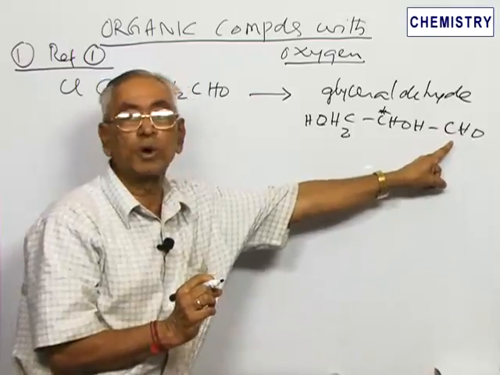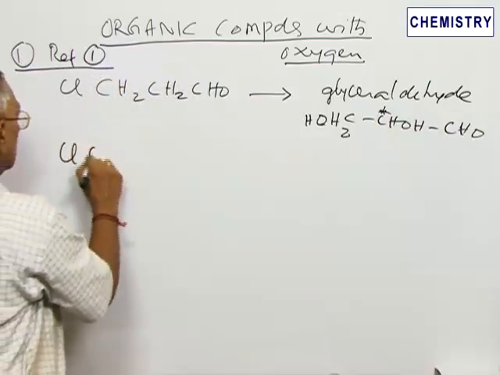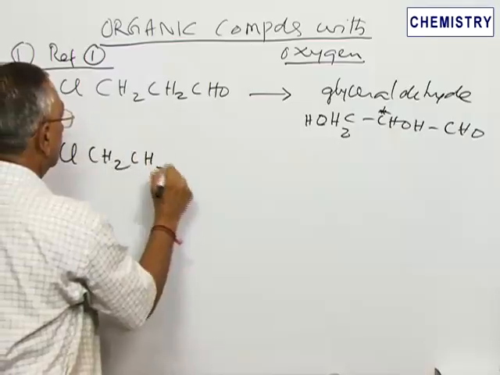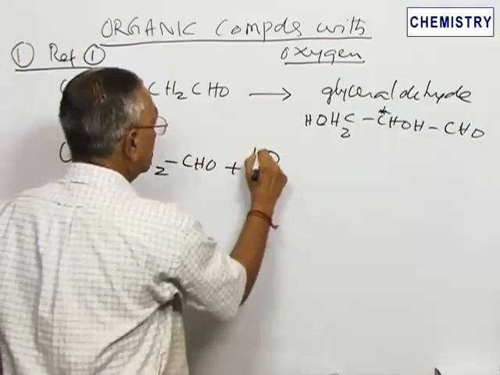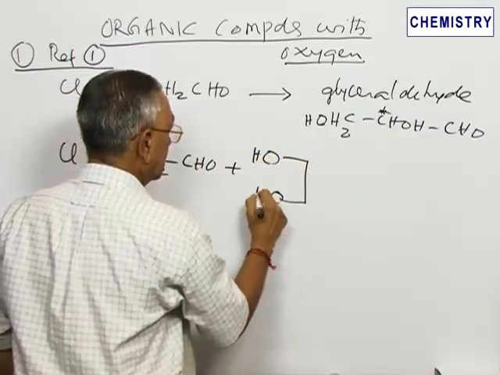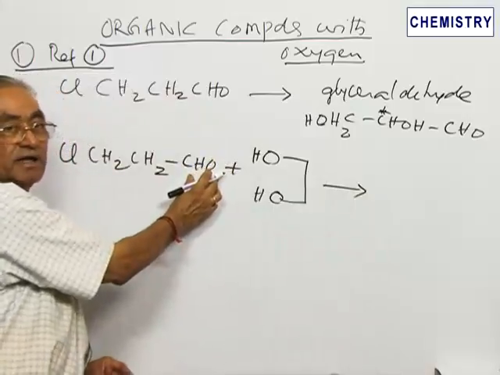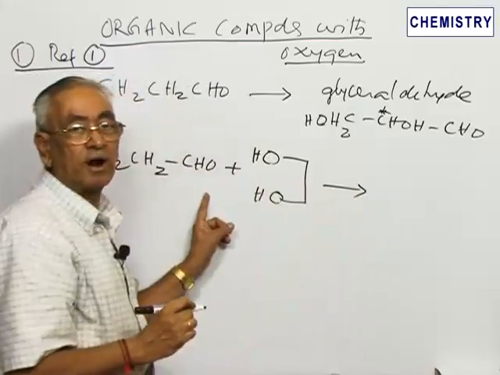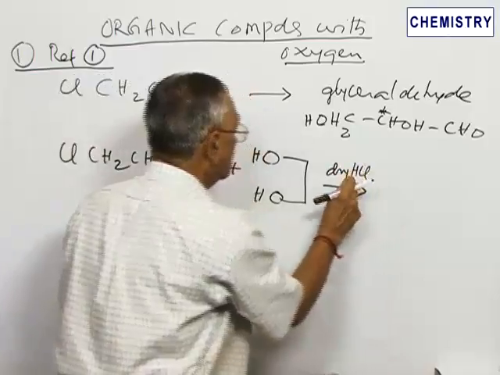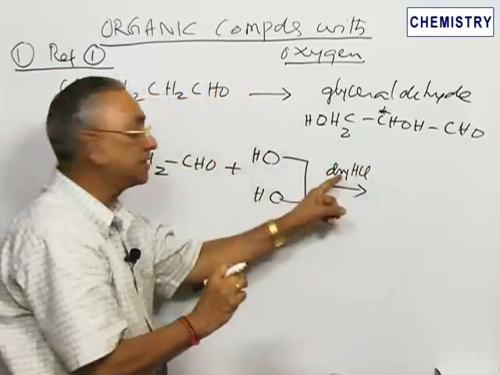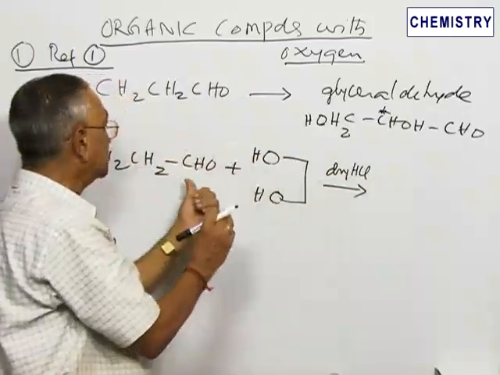Therefore, this CHO has to be protected as a first step. We will go through the steps. ClCH2CH2CHO plus ethylene glycol, which we use for protecting the aldehyde function, the CHO function. This is usually not done in aqueous medium. This is done in dry HCl. It is very important to use the words dry HCl. If you use aqueous HCl, this reaction will not work, because the acetal that is formed will be hydrolyzed back to the free aldehyde.